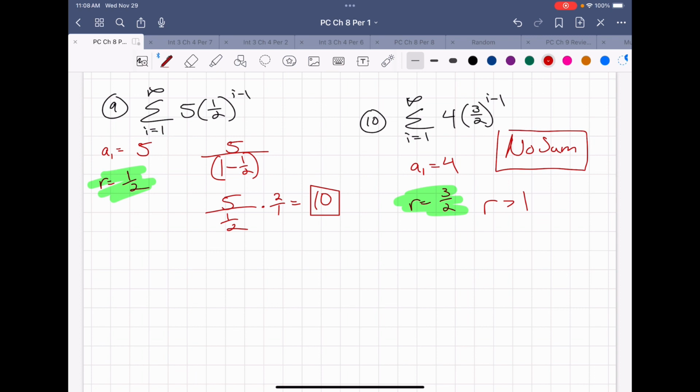Especially on multiple choice questions, we're going to give you the answer you thought you could get. You could plug this into a formula and get an answer. There's nothing that says you can't plug it in. The problem is it's going to be the wrong answer. So don't forget to check first.